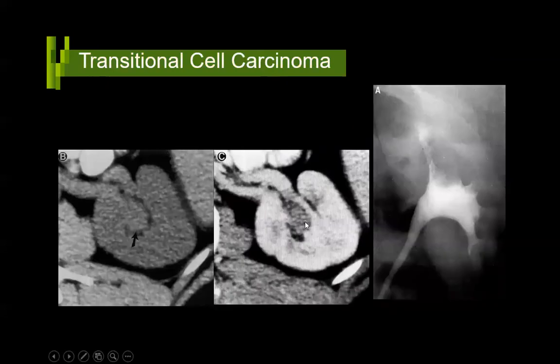Usually you would see a filling defect in the collecting system like this. And you do an IVP, or you would see stretching again of the calyces like this. It would produce mass effect over the calyces, and sometimes can even result in amputation of the calyx. So you will not see the contrast filling up the calyx, because obviously this lesion is lying inside the collecting system, so the excretory phase would not take up contrast.